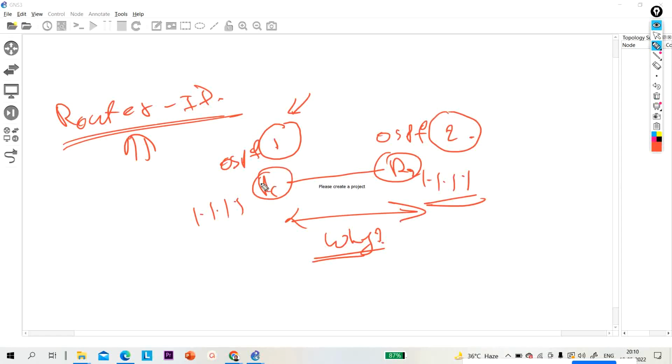When will the router check the router ID in OSPF? The question is very simple. What will happen if I configure the same router ID on two routers?